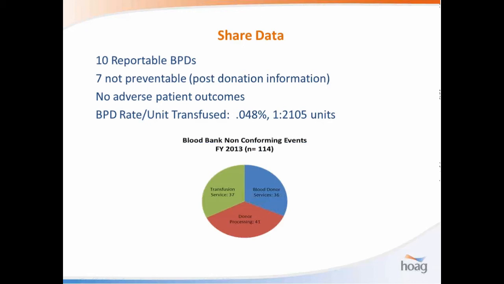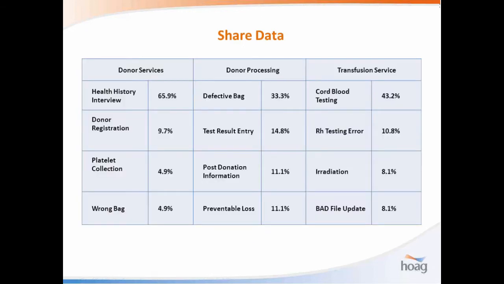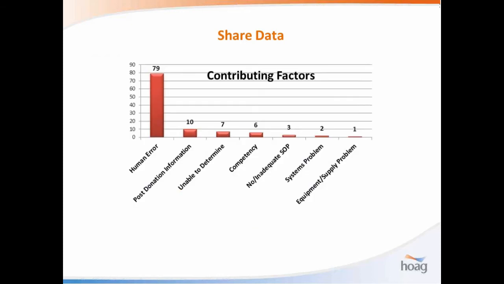So while it can seem punitive, you need to turn that around and make it into a cause of celebration with the staff. And then we divided up the BPDs by section. Health history interview errors were the number one in donor services. Defective bags, we had a problem with one of our bag manufacturers. And in transfusion service, we had a particular problem around cord blood testing that we made one of our priorities for quality improvement in the following year.